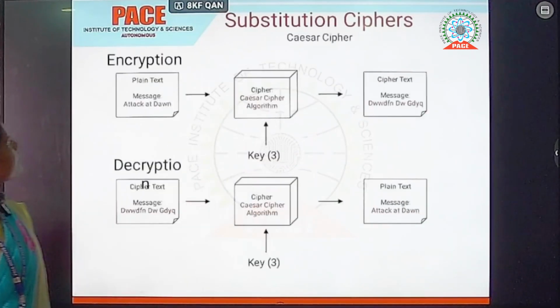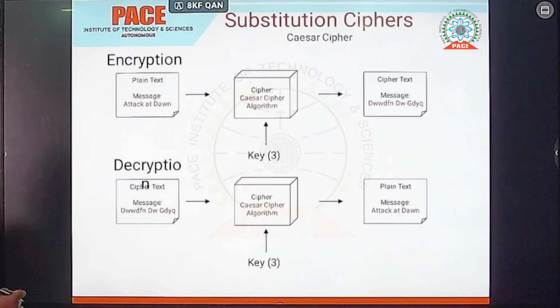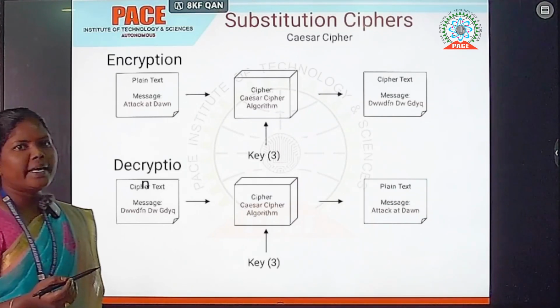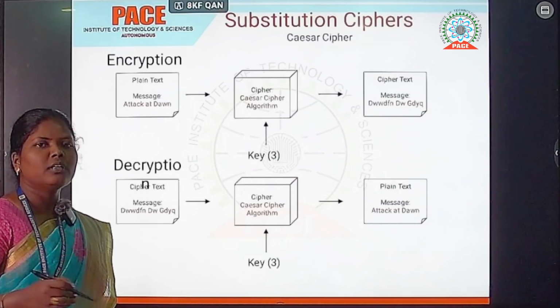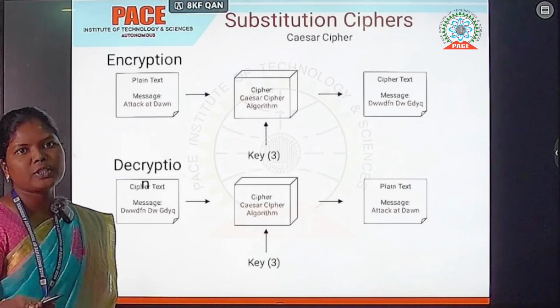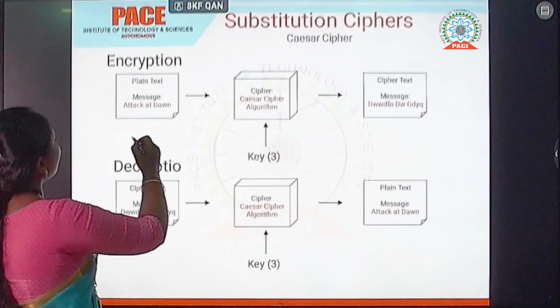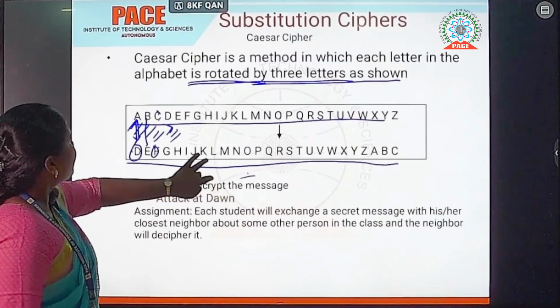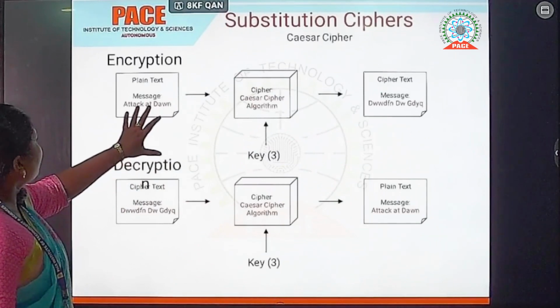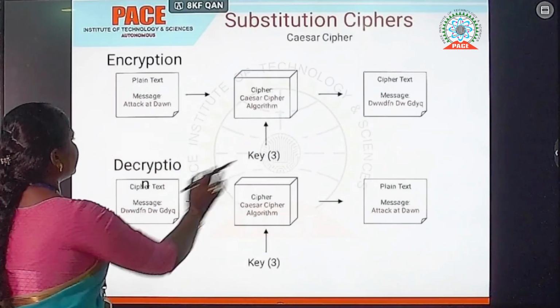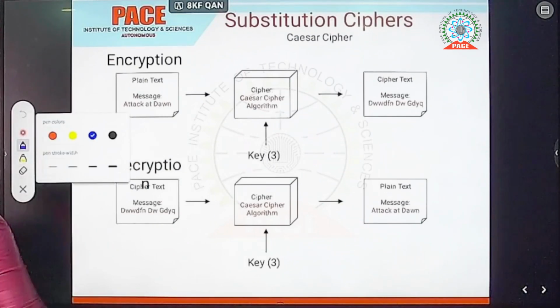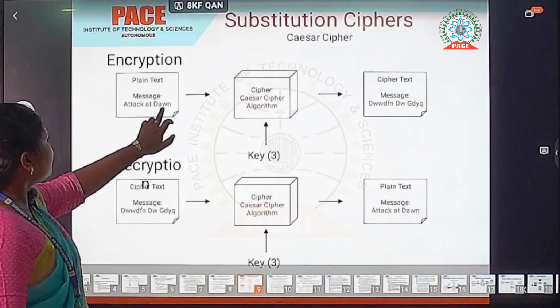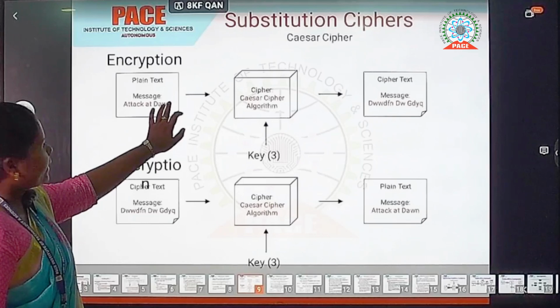Next, this is one example of encryption. Already we know what encryption is. Encryption is nothing but converting the plain text into the ciphertext by using the key. For example, I'll take this plain text: attack at dawn. This is the plain text.